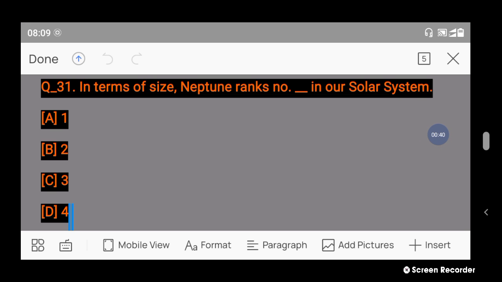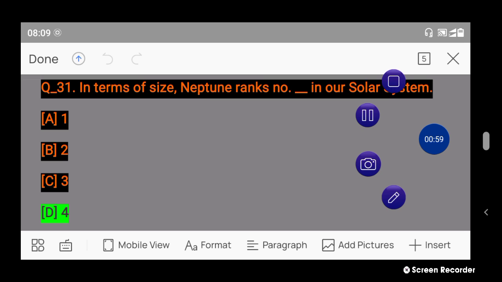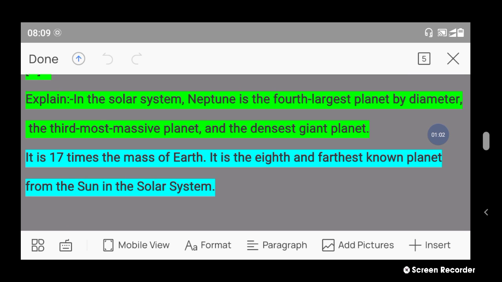What does question 31 say? In terms of the size, Neptune ranks number what in our solar system? Which of these four options is correct? Number D, 4. In terms of size, Neptune ranks number 4 in our solar system. Question 31, explanation.